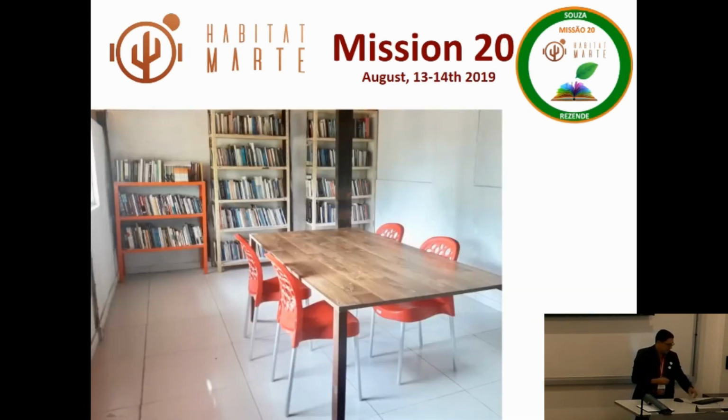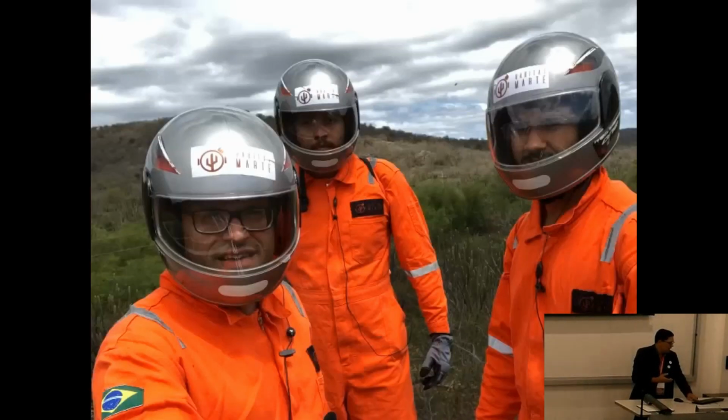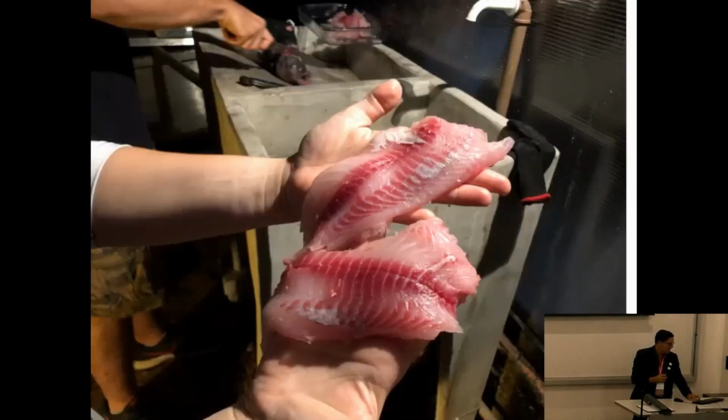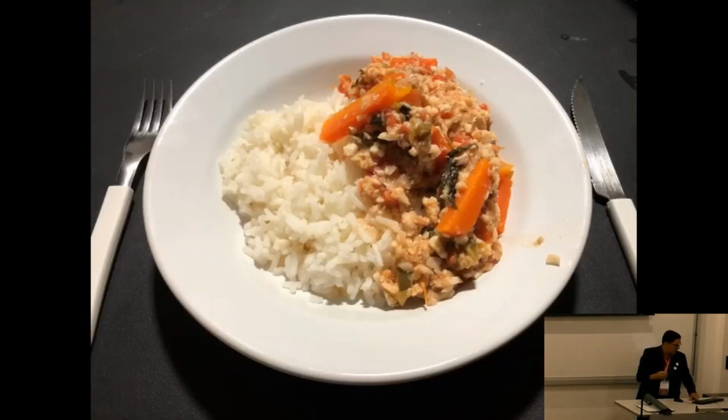And this was a library that we prepared in August. And then now, at the end of the month of October, we prepared the organic waste treatment station, a specific area to treat the fish. And we consumed for the first time a fish meal. The fish is tilapia, and this is the fillet of the tilapia fish.